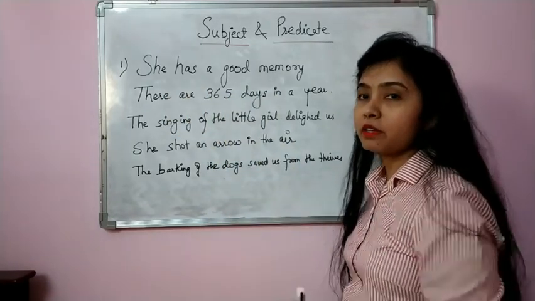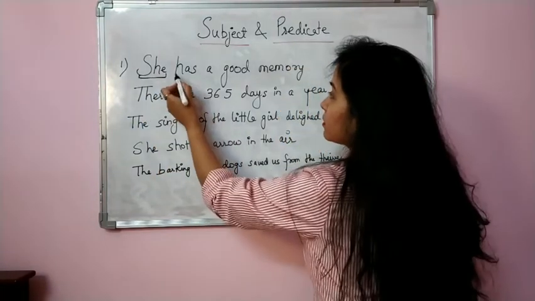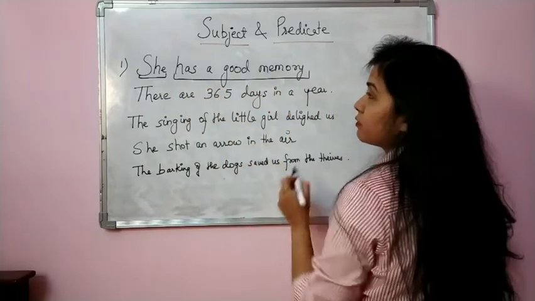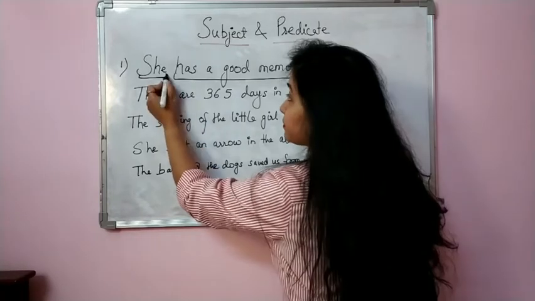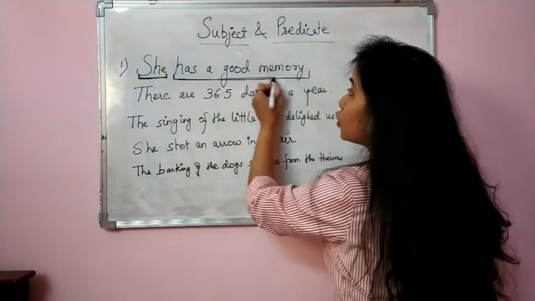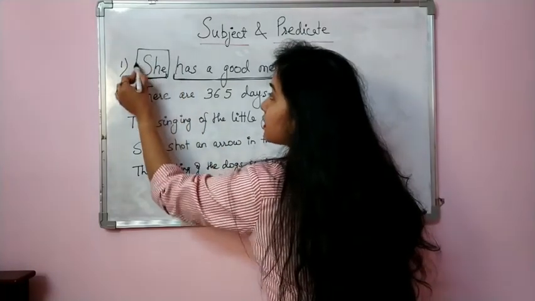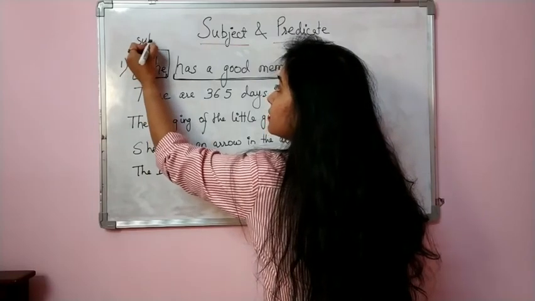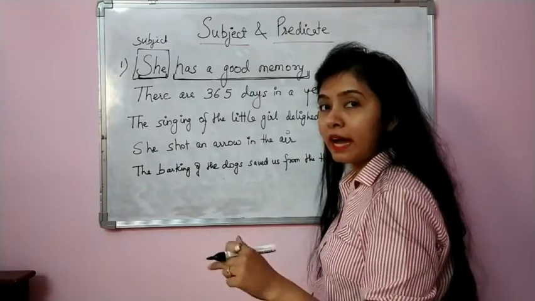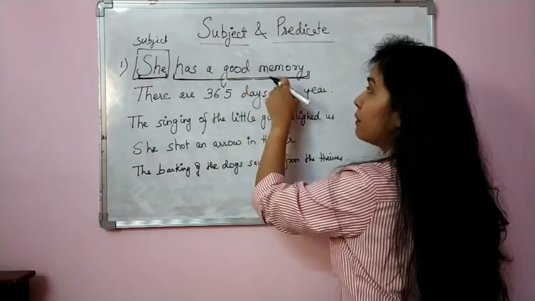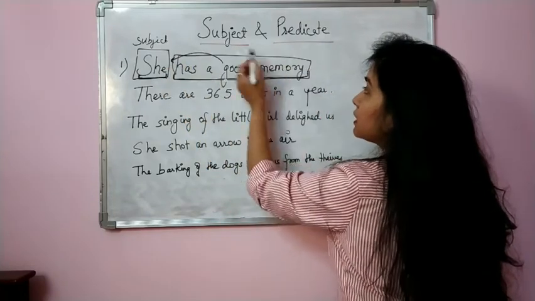Who has a good memory? She. What does she have? She has a good memory, right? So she becomes the subject. She is the subject about whom we are speaking, we are talking, that she has a good memory. This is about her having a good memory. So this becomes the predicate.